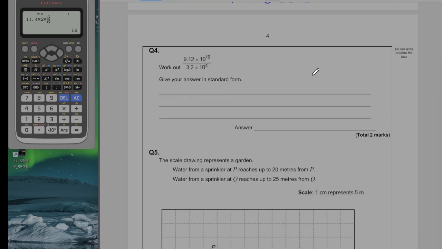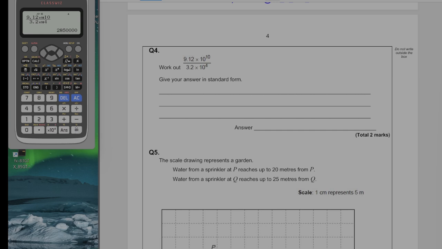Right, question 4. Work out giving your answer in standard form. So on a calculator paper, we can just use our calculator for this. So for my numerator, it's really testing the skill that you can actually enter standard form. This is our standard form button here, to the power of 10, and we want to divide that by 3.2 times by 10 to the 4. So that's going to give me that.